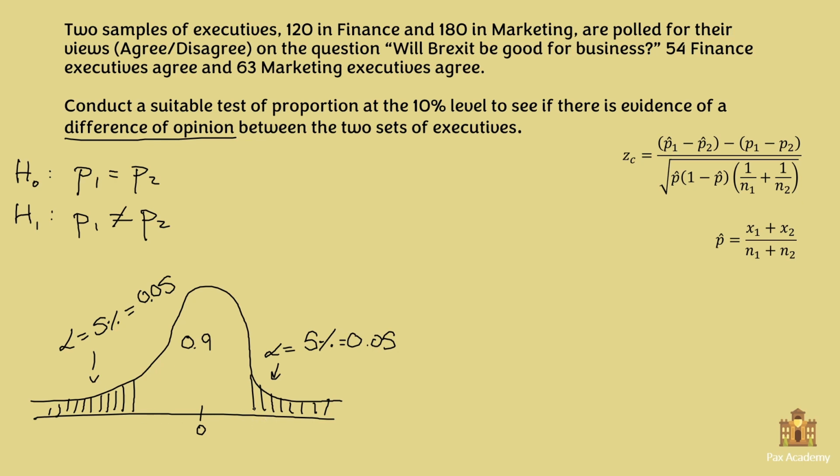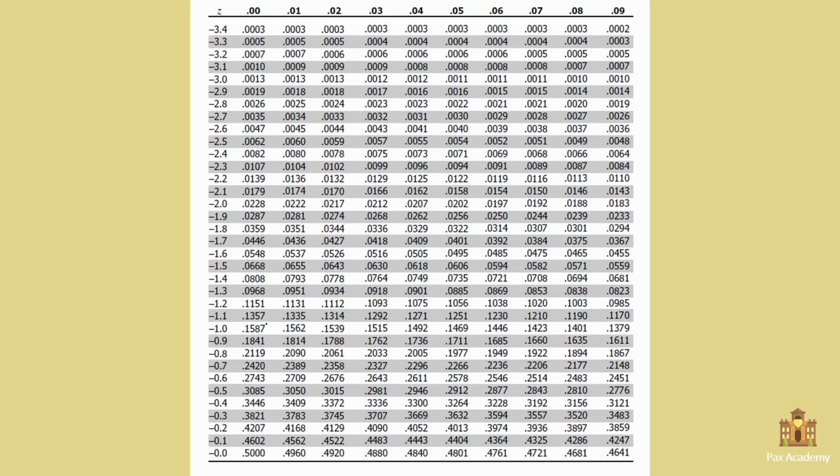Next thing to do is to find the critical value. This is the value at which the shaded regions start. Now in order to do this, we need to look at the Z table, and we need to find 0.05. So here is a bit of a tricky situation because as you can see, there's no 0.05. There's 0.0505 and 0.0495. So we're trying to find the one that's in between these two.